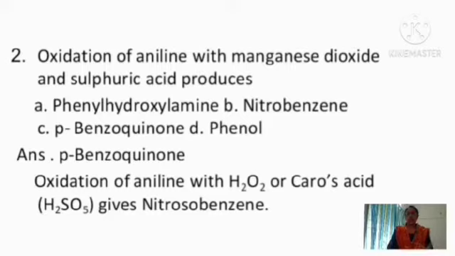But the formation of parabenzoquinone occurs easily when the oxidizing agent is potassium dichromate with sulfuric acid or manganese dioxide in the presence of sulfuric acid. But nitrosobenzene is obtained when aniline undergoes oxidation with peroxide, that is hydrogen peroxide, or Caro's acid, that is H2SO5. So here oxidation of aniline is with manganese dioxide and sulfuric acid. So option C is correct, that is parabenzoquinone.